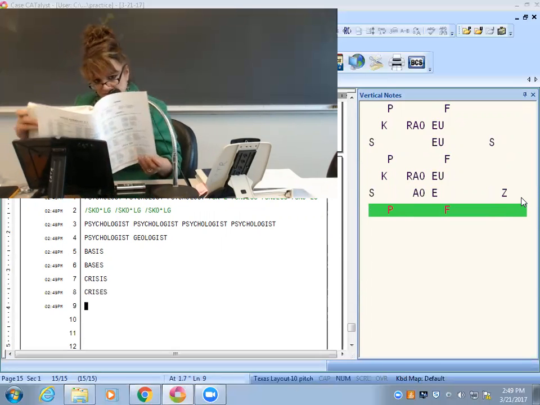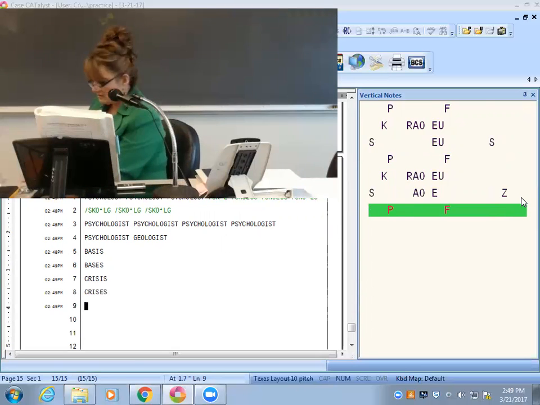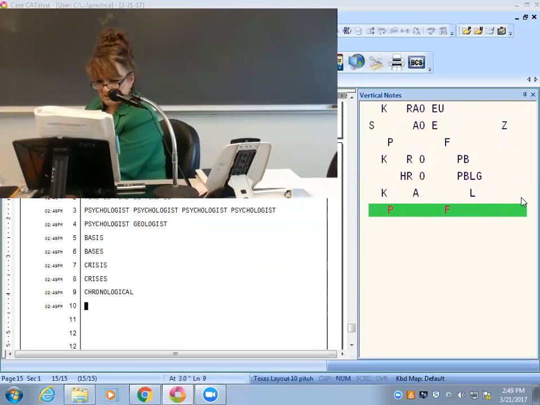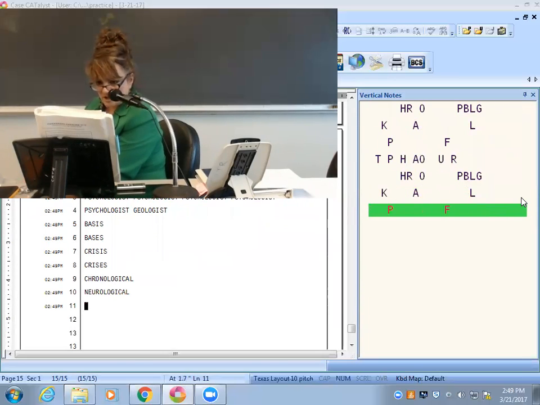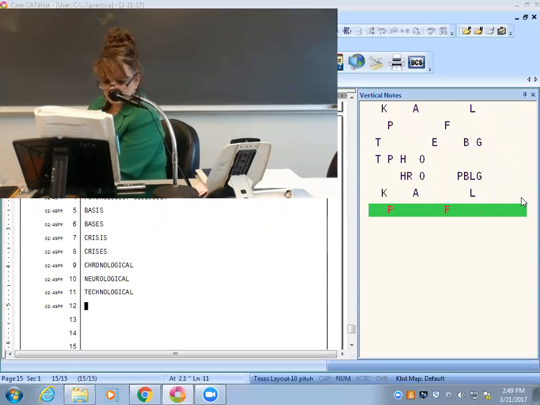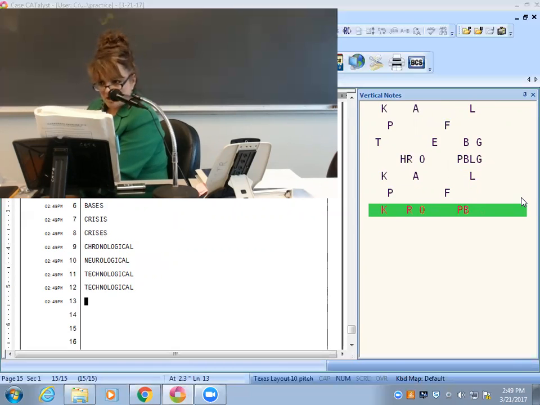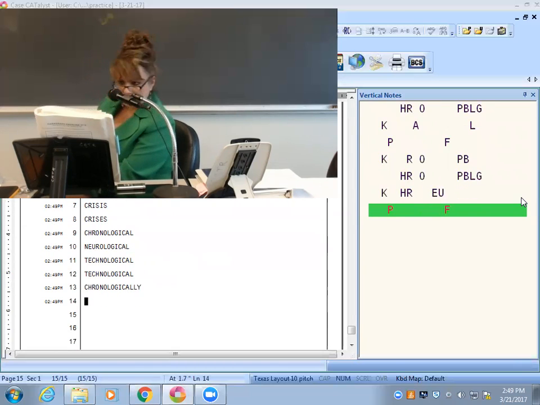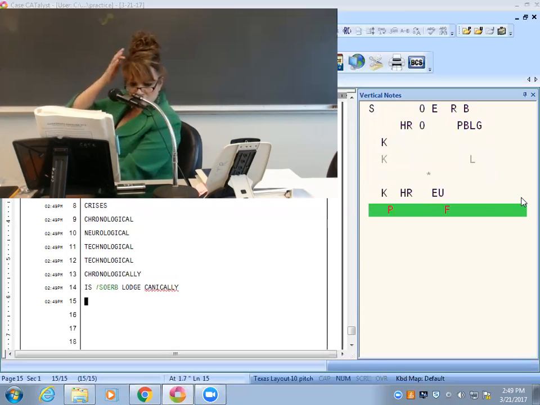Logical and logically are written with the suffixes. Chronological is just log-cal, so chron, log-cal. Neurological. Technological, or you can shorten it up, techlogical. And then chronologically is KLI. Sociologically, logically. Okay, sociologically.